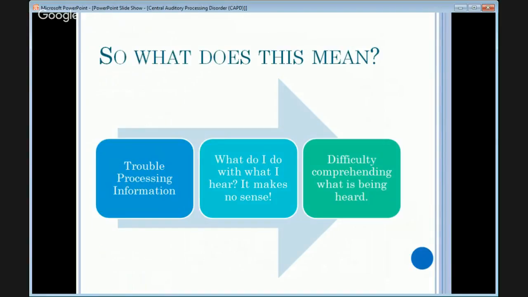So what does this mean? It's trouble processing information. Students hear things and they don't understand what they're saying. They sit there and they go, well, what do I do with what I heard? It doesn't make any sense, which leads to difficulty comprehending, which is where some of the reading struggles come from.